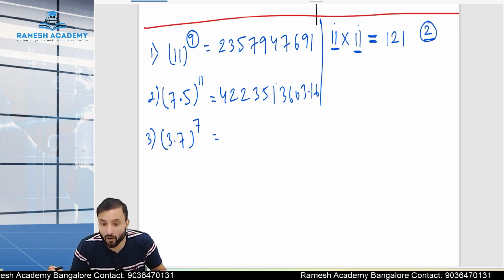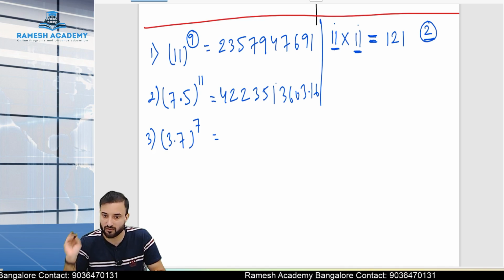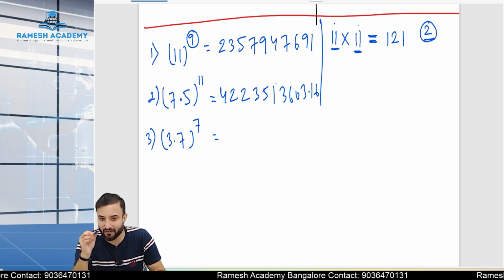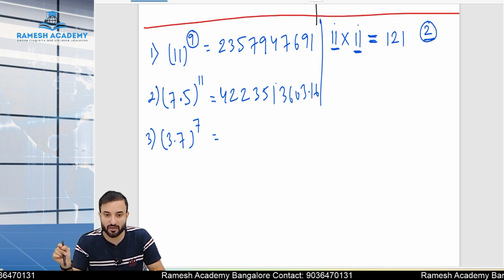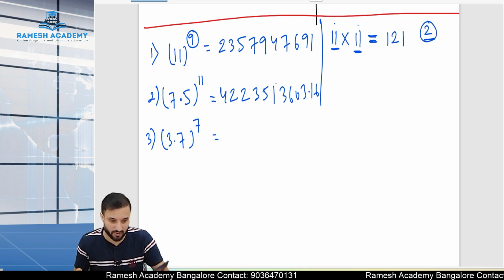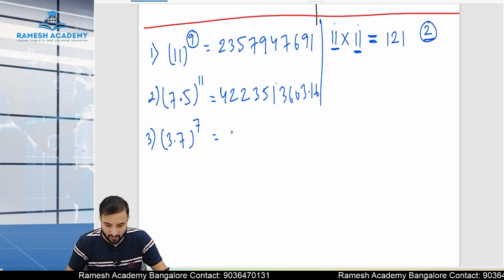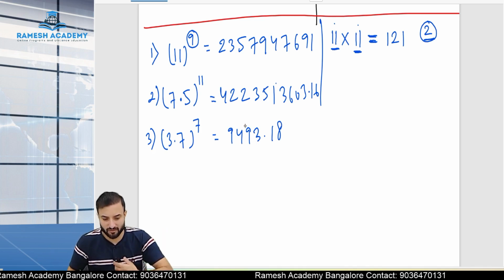Or you can do like that, 3.7 into 3.7 equals. Then after that it is 7 power, means one more step, 8. So you have to press the equal button till 8 steps appear on the calculator. So you can see the answer is 9493.18. Easy.